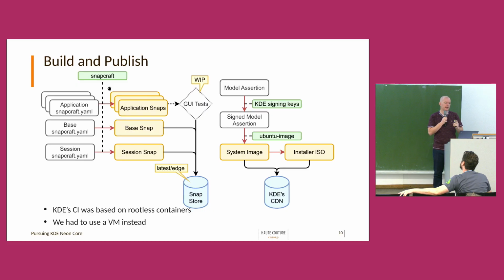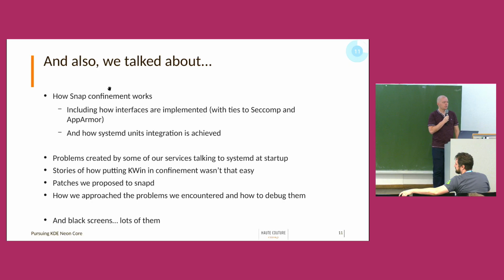We also had GUI tests, which I mentioned as WIP up there, on the CI path to validate the applications. So that's something we completed, but I will come back to that particular part of the story a bit later. And also, we talked about how the snap confinement works, including how the interfaces are implemented with seccomp and AppArmor. I won't get back into this.